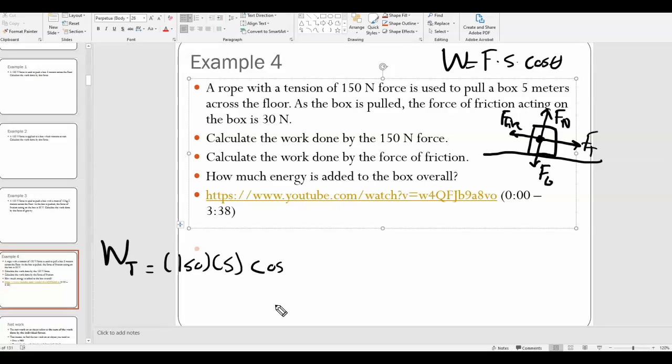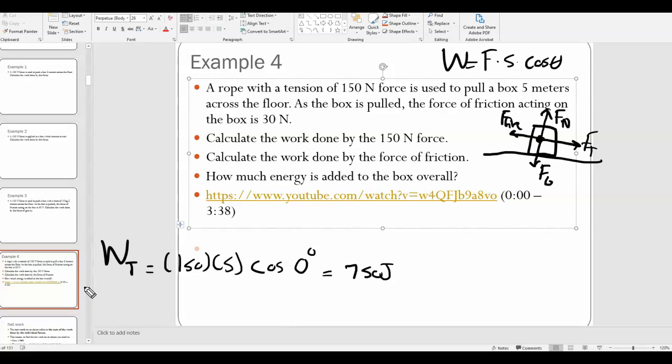So this particular force is going to the right. Which way is the box moving? To the right. What's the angle between right and right? Well, that's 0. Okay, and so if you multiply that out, you get 750 joules. So the work done by the 150 Newton force is 750 joules.